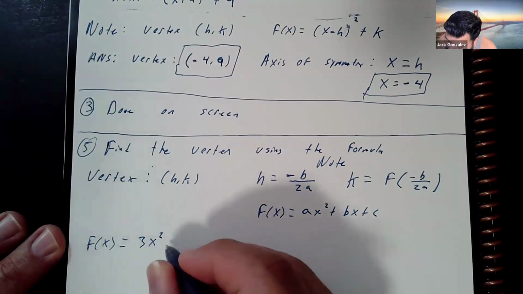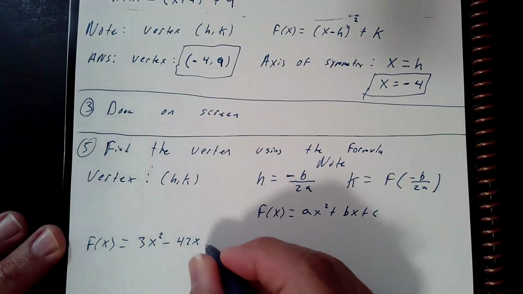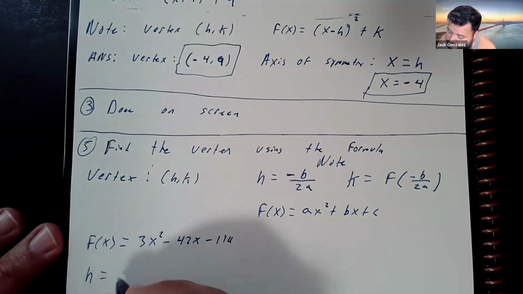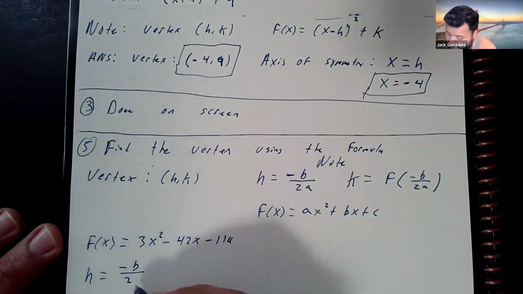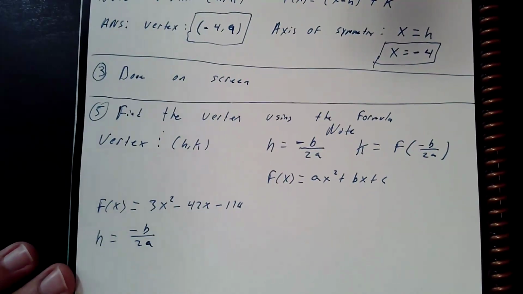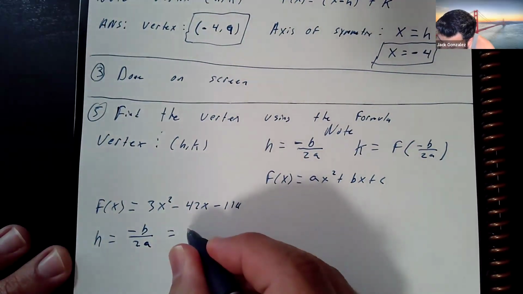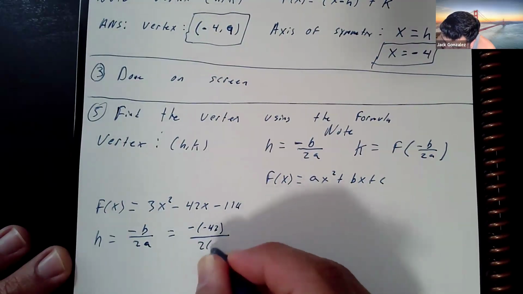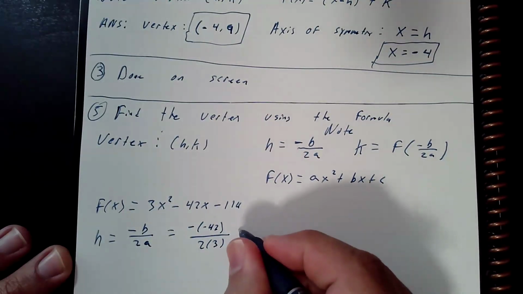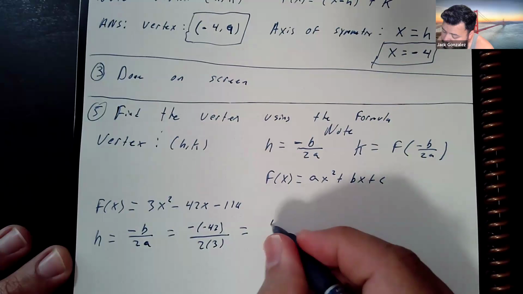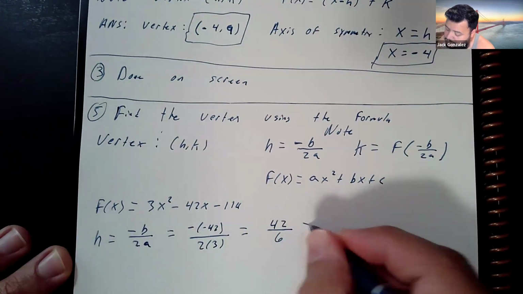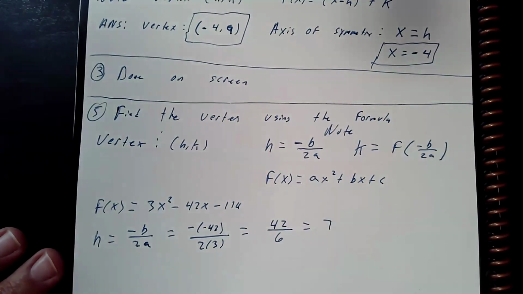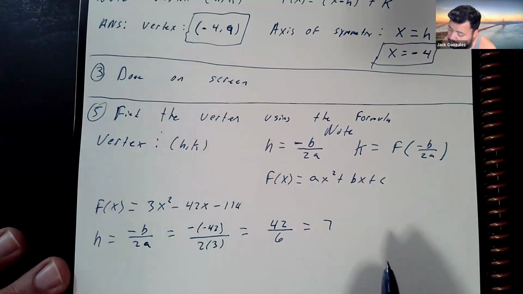3x squared minus 42x minus 114. So h will be equal to -b over 2a, which will be -(-42) over 2a, which is 42 divided by 6, which is 7, right? Yes. All right, so there's h.